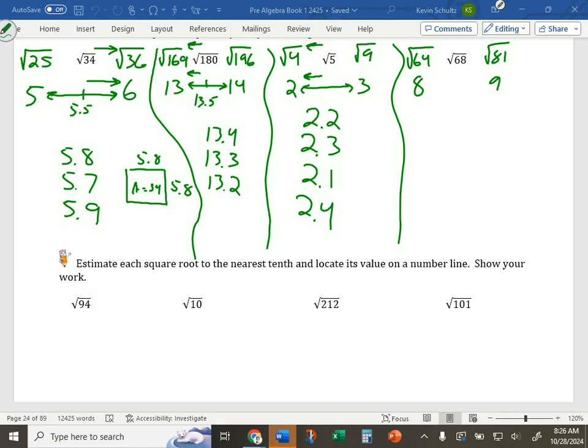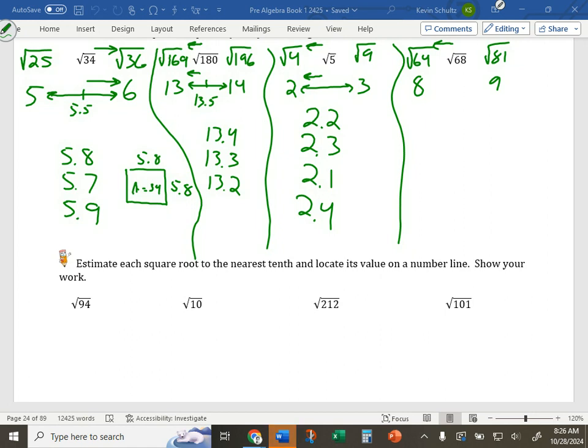What's it going to be closer to? Is it closer to 8 or closer to 9? To make that decision, we look at, is 68 closer to 64 or closer to 81? Closer to 8, right? Because 68 is only 4 away from 64, whereas it's 13 away from 81.